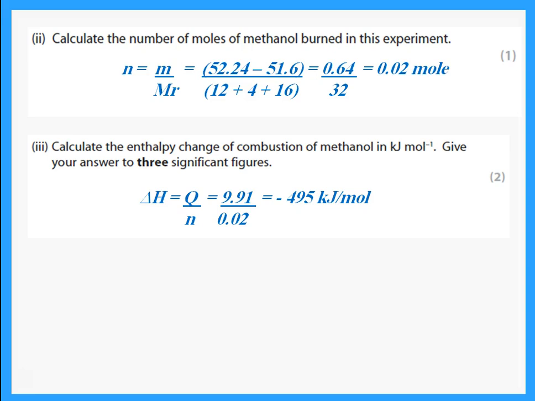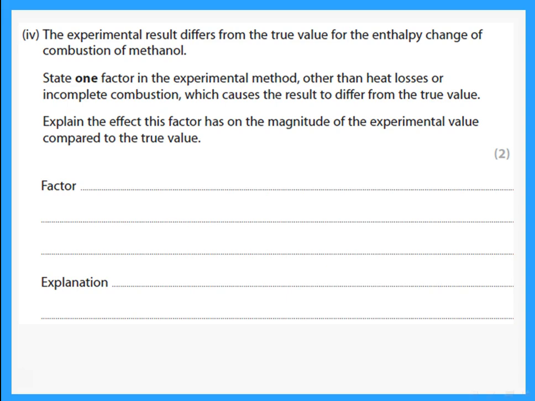Now, to calculate the delta H, it is Q over n. So it is the Q that we calculated over the number of moles. Again, this is burning, so it is a minus. He needs it in 3 significant figures, so this would be the answer.